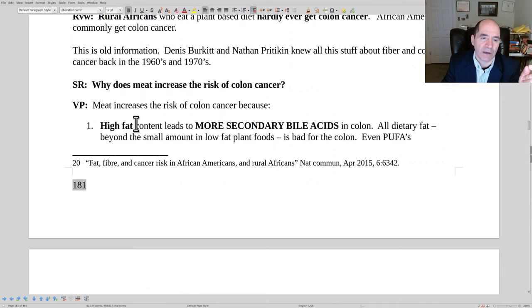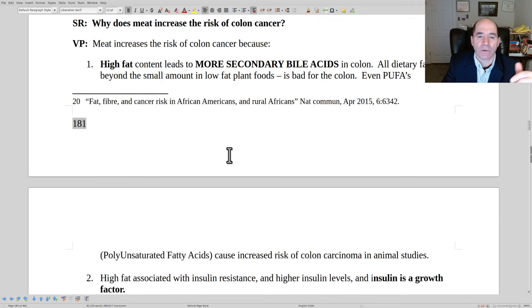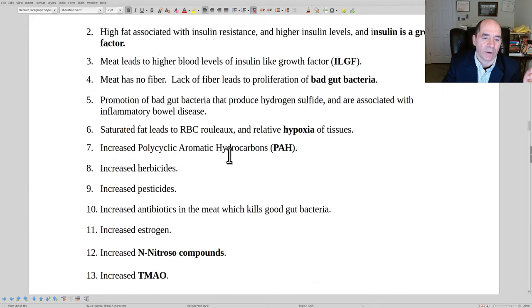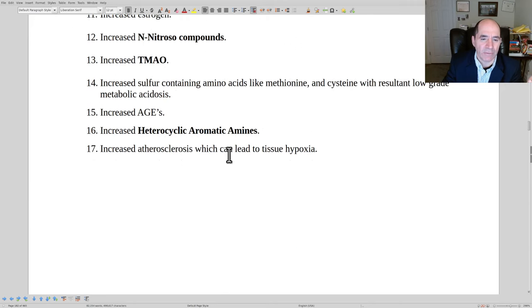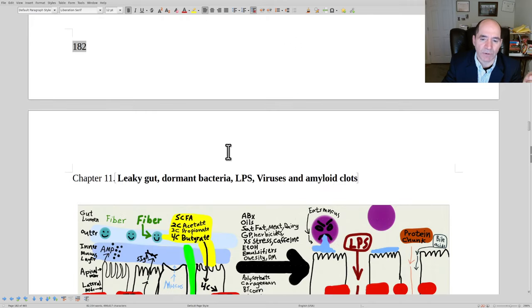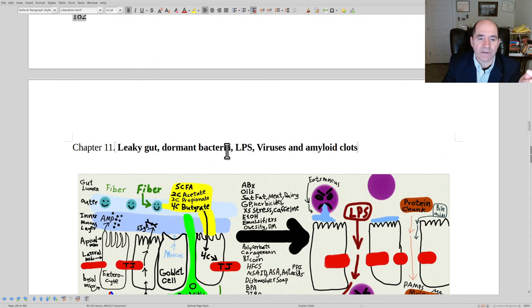This is another thing I wrote about. How does meat increase the risk of cancer? Meat increases the risk of cancer in so many ways, it's not even funny. We don't need to go into it all now. I've made videos about it before, but I remember coming up with about 30 reasons why meat increases the risk of cancer. I only put 17 of them right there. Okay, that's it for now.